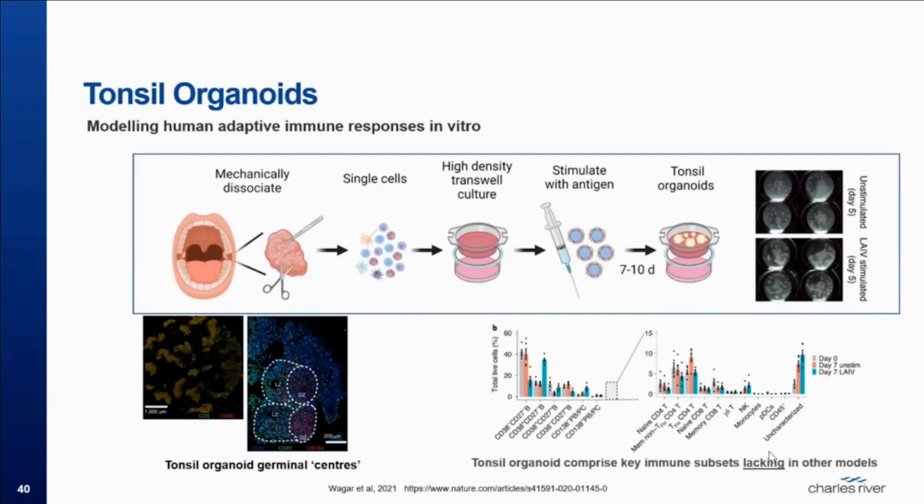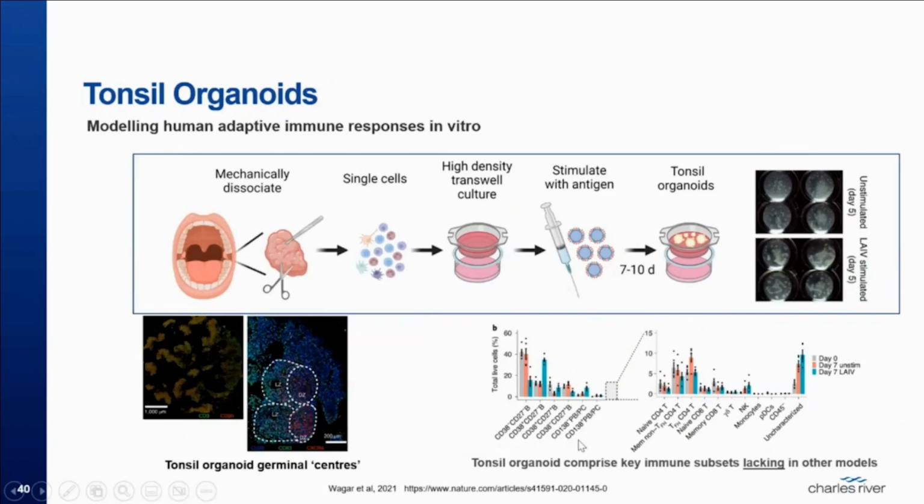And then you stimulate either with your vaccine of choice or an antigen of choice, and then wait just over a week. And what happens is these single cells reaggregate and form organoids. And what's really interesting is that they form structures that are very similar to the germinal center, which you can see in the left-hand side of the slide. And they'll form these light and dark zones, which actually are the parts of the germinal center where you get those successive rounds of maturation.